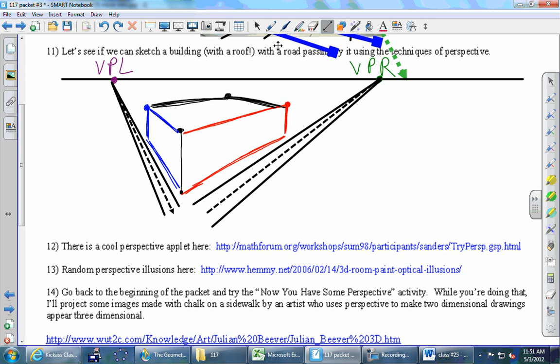Okay, any questions on drawing a building and stuff in 2-point perspective? Okay.